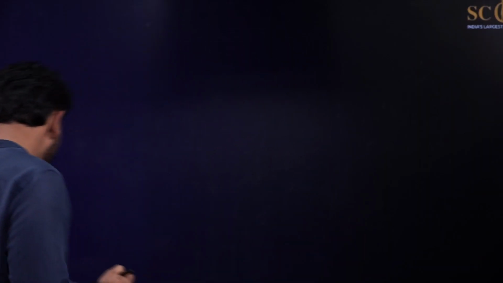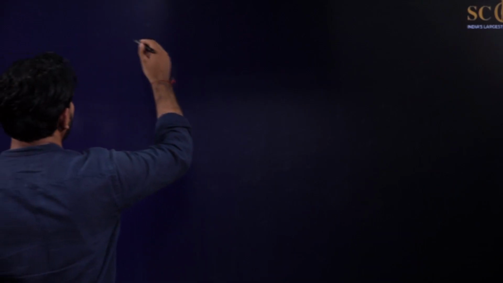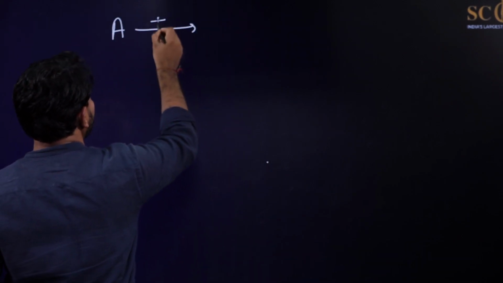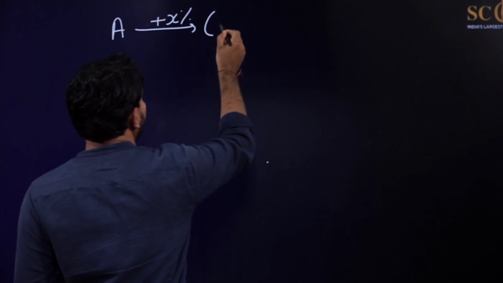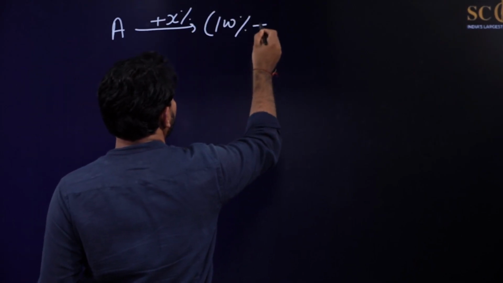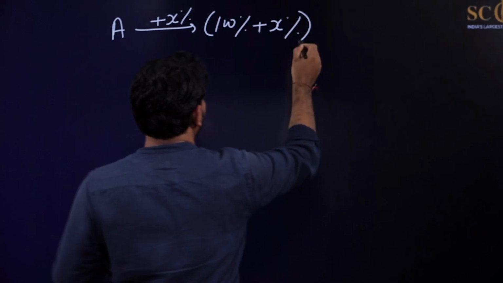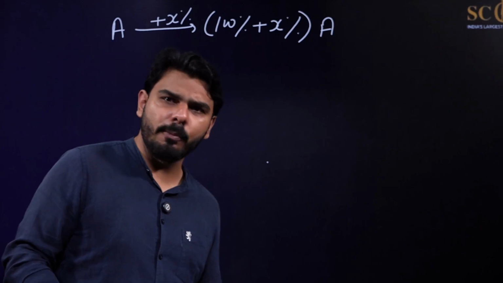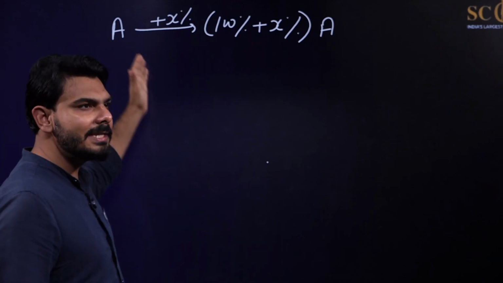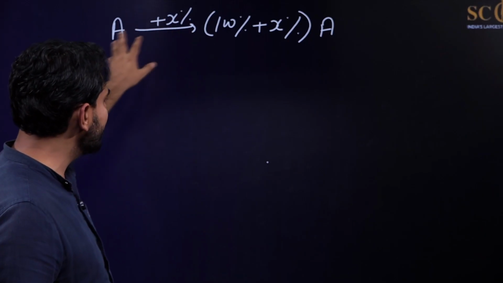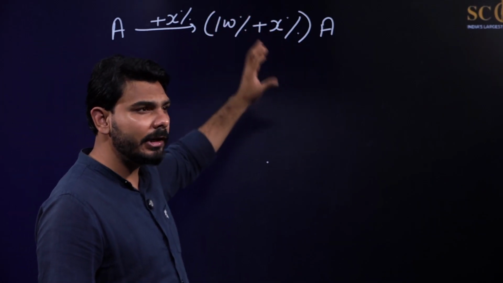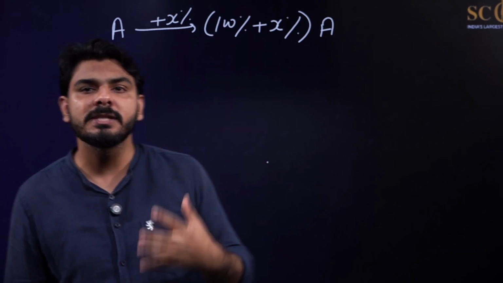Like you already know, if A is increased by X%, the new value of A is 100% plus X% of A. So this we already know. Okay, there is no problem in this. Or we can say population also. If the population of a town is increased by X% in the first year, then after 1 year the new population of that town will be 100% plus X% of the old population.